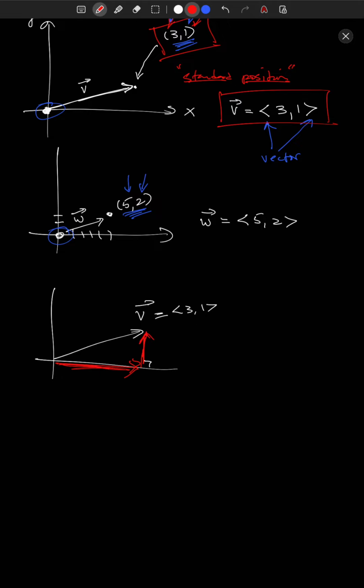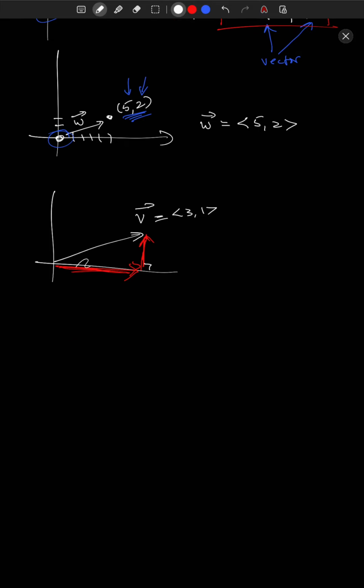So what happens is any vector that we have, we can break it down as the sum of a horizontal vector and a vertical vector, right? So our book likes to call this v sub x and v sub y. This guy is horizontal. That's the important feature of it. And this guy is vertical. And them together, v_x plus v_y is equal to my vector v.